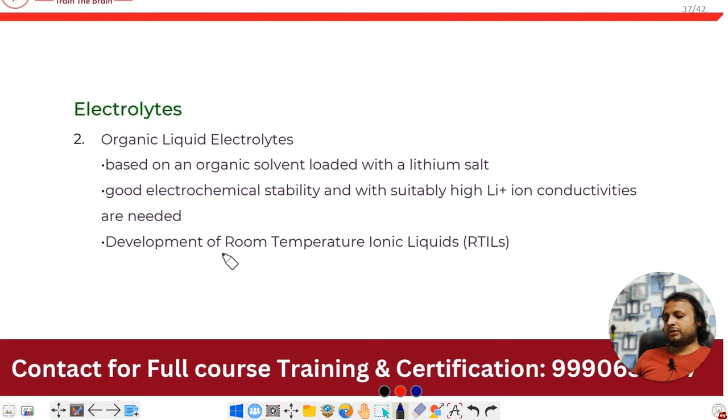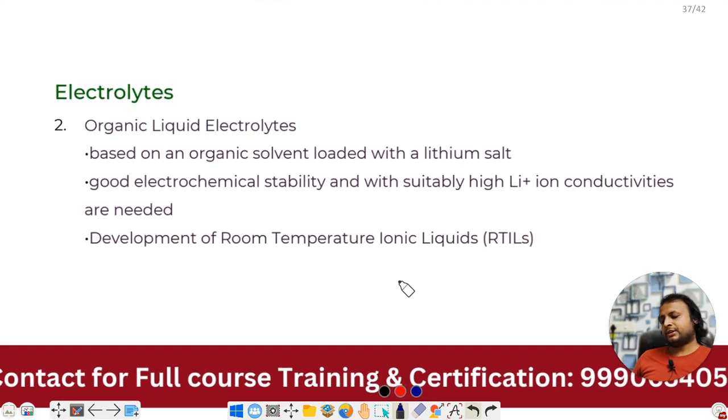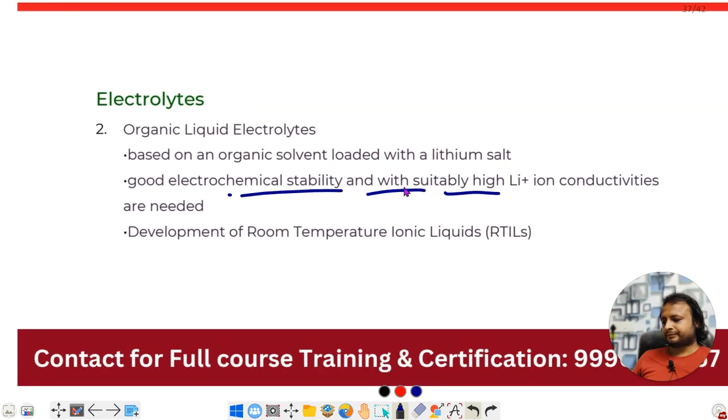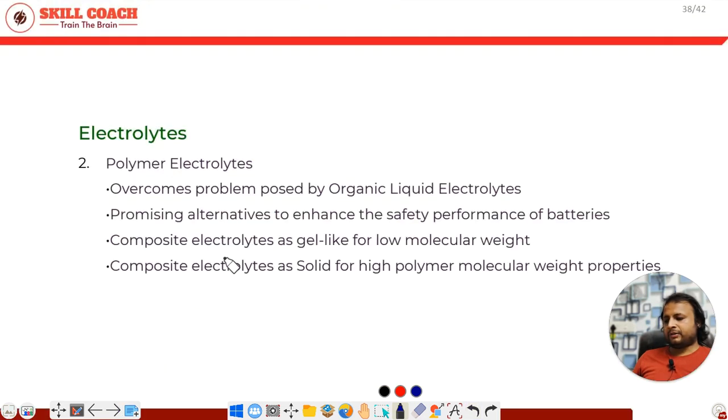And the second one is what? Organic liquid electrolytes. These are based on an organic solvent loaded with a lithium salt, and good electrochemical stability and high lithium ion conductivity are needed. Means high conductivity is there. And the development of room temperature ionic liquids. And moving ahead, there are the polymer electrolytes, which overcome the problems posed by organic liquid electrolytes.